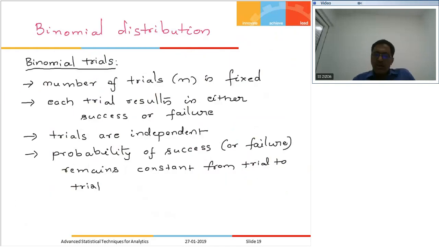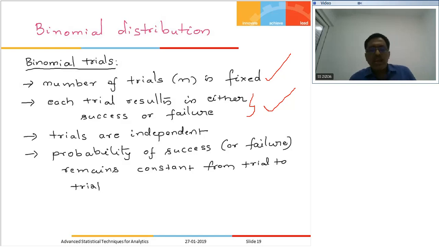Now we'll just quickly go through when a process follows the binomial distribution. Some points. One is when the number of trials is fixed, like N is equal to 10, that is, a coin is tossed 10 times. And the second one is each trial results in either success or failure. So every trial, you have to get either head or tail. Head is maybe what you are looking for as success, and getting a tail is a failure.